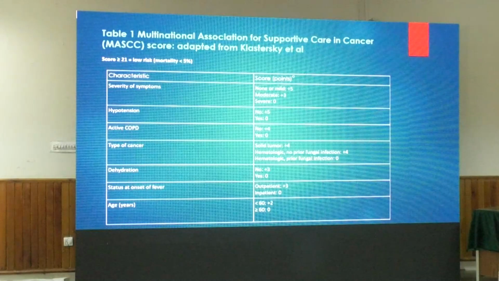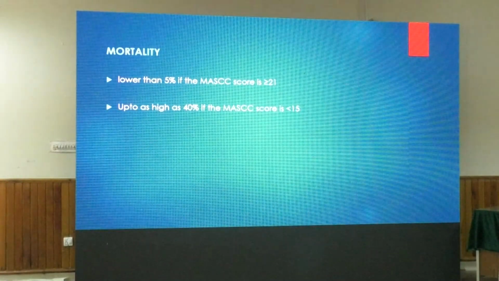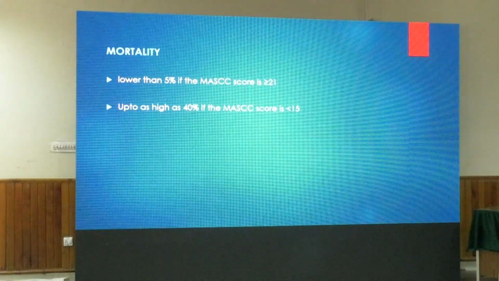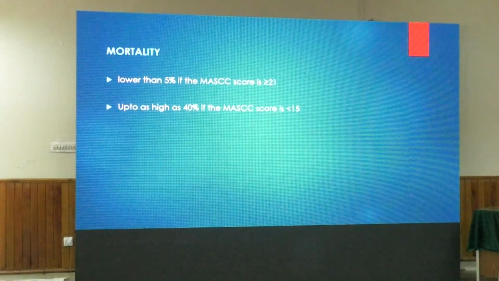This is the MASCC score in which you categorize the patient into high and low risk. Please note the major organ involvement like hypertension, chronic disease like COPD, cancer, chemotherapy received, current status of dehydration, status at onset of fever, and age of the patient. These all contribute to the MASCC score, which is usually applied for those patients with hemodynamic instability. If the MASCC score is less than 15, it gives you as high a mortality as 40%, which is very high.